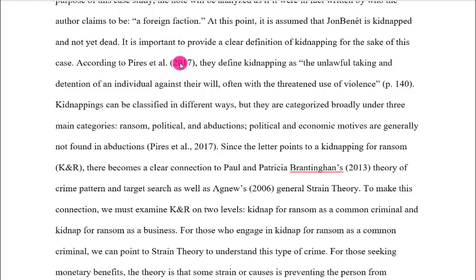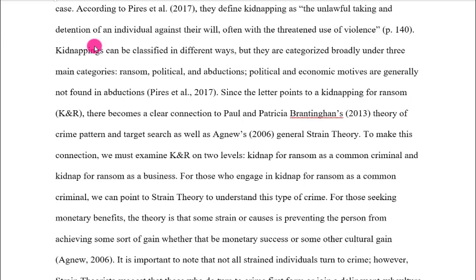But if I didn't have parenthetical citation, then it would come after this period here. So again, we can eliminate this and we still have a complete sentence. They define kidnapping as the unlawful taking and detention of an individual against their will, often with the threat or use of violence. All right, so moving on.